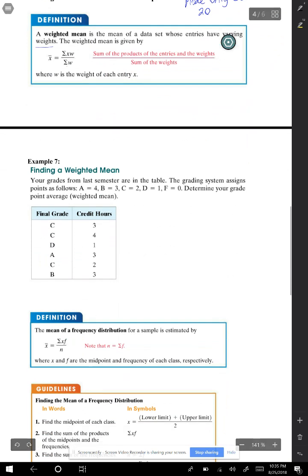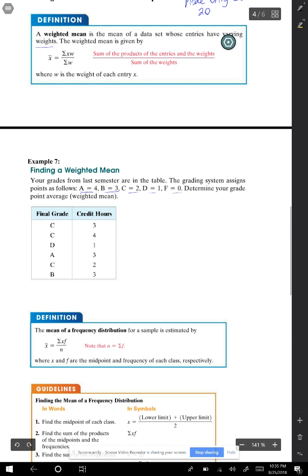And when we look at this example, it's one having to do with grades. It says your grades from last semester are in the table. And the grading system assigns points as follows. So this is like getting your GPA. So an A has more weight than a B, and then a C, a D, and an F. And this is how you determine your grade point average. So what we want to do is find the grade point average based on what you have here in the table.